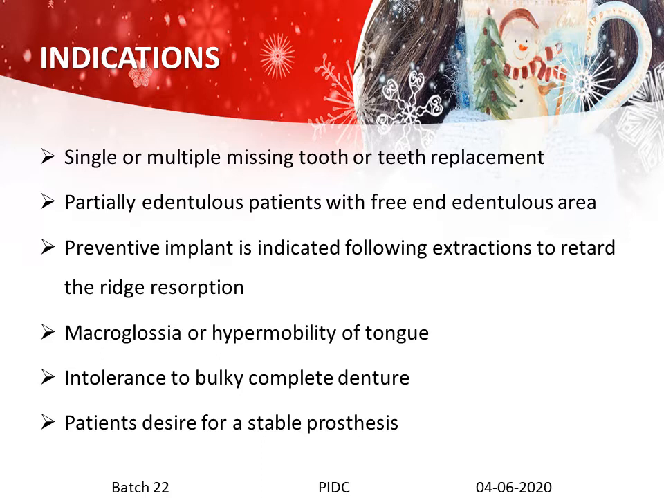The next important indication is the preventive implant, which is indicated following extractions to retard the ridge resorption. Next, macroglossia or hypermobility of the tongue can be controlled if the teeth are placed. Intolerance to bulky complete dentures. This is one of the major complaints patients have, where they say they are not able to comply with the removable denture, which comes off every time. So in such cases, they go in for implants. Patients' desire for a stable prosthesis.